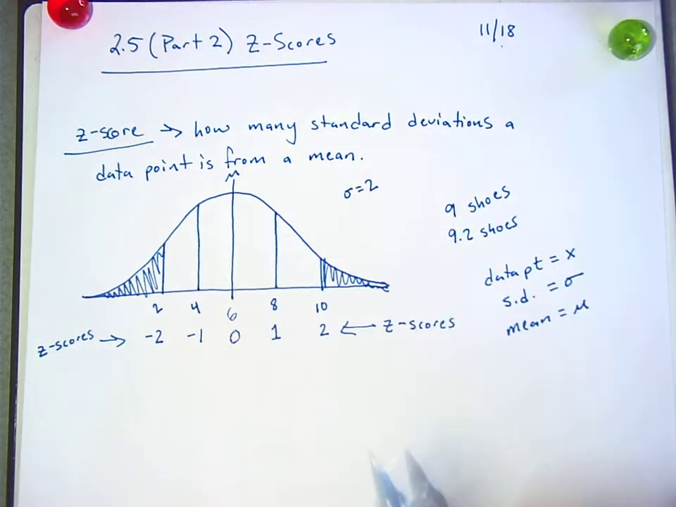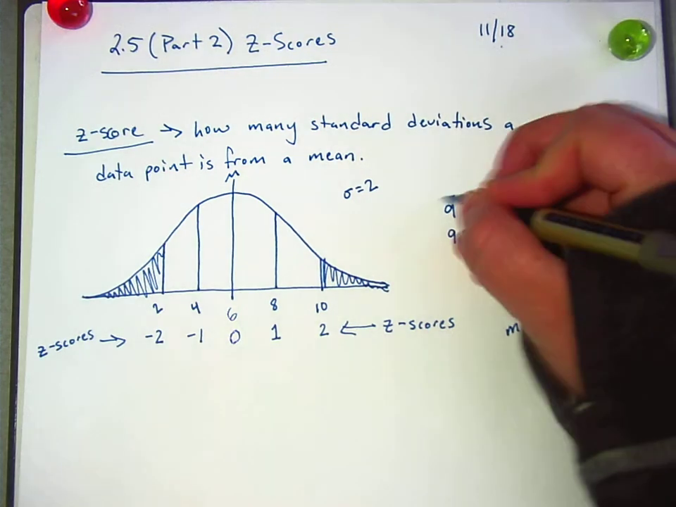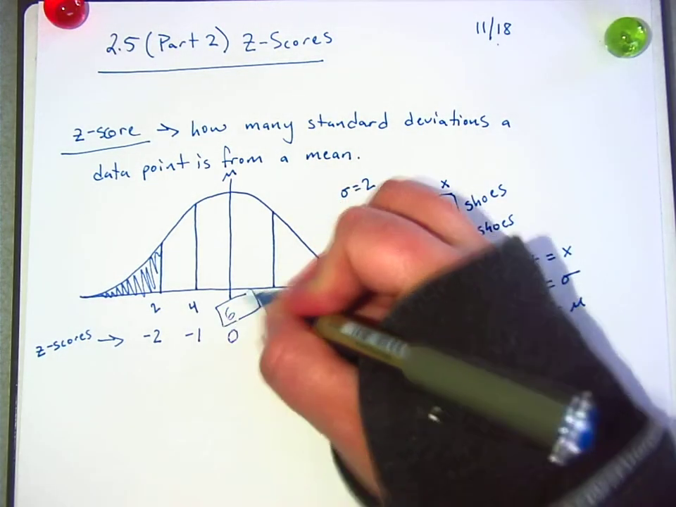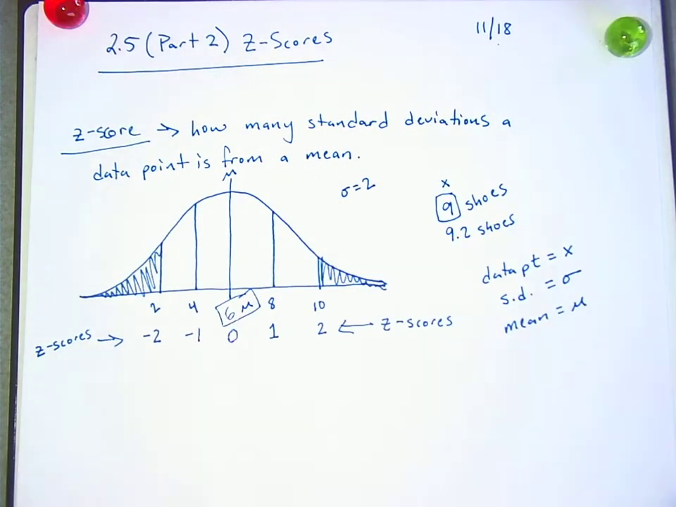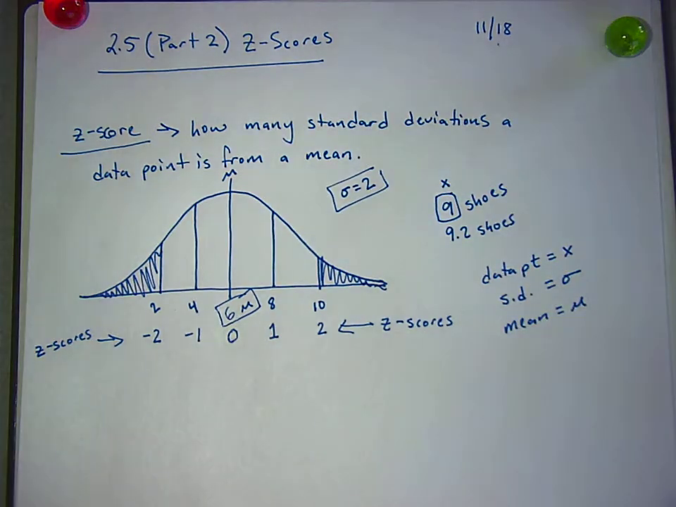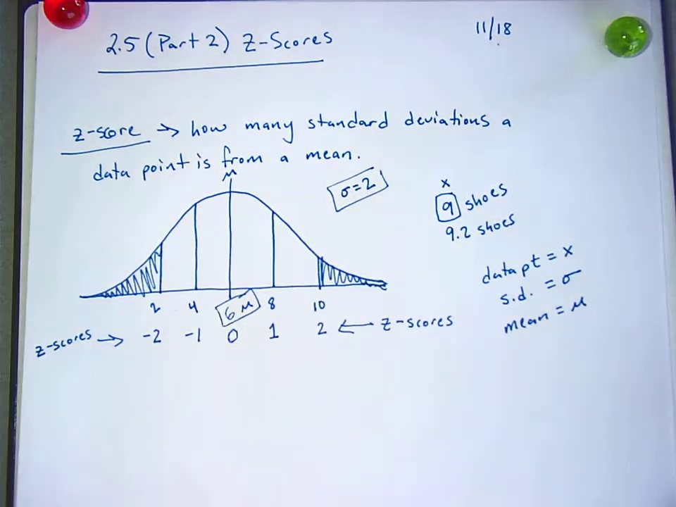Tell me again, guys, in this problem, here's my data point. That's X. What's my mean? 6. Here's my mu right here. What's my standard deviation? 2. Okay, and we know that the answer would be 1.5. So something you can do with 9, 6, and 2 to get to 1.5.